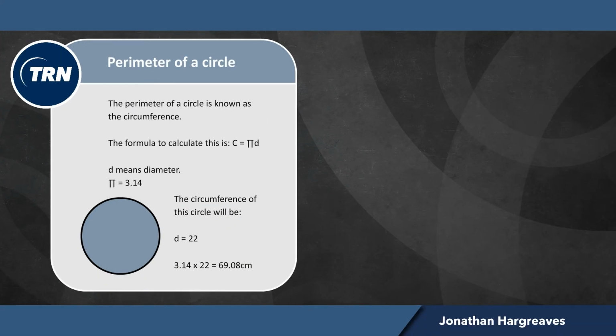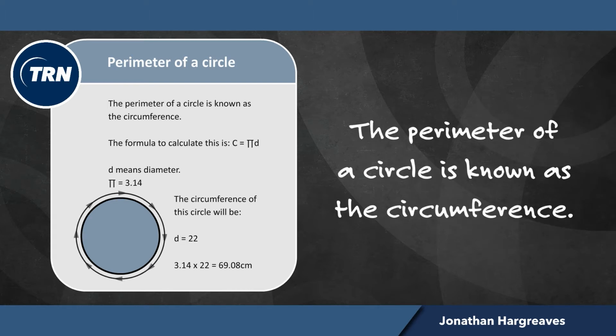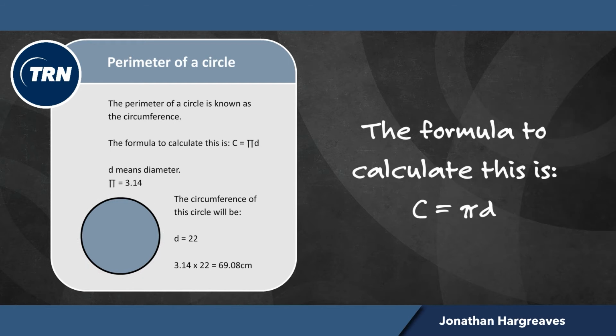My name is Jonathan Hargreaves, and in this TRN Taster I'd like to show you how to work out the perimeter of a circle. The perimeter of a circle is also known as the circumference. The formula to calculate this is C equals pi times D.